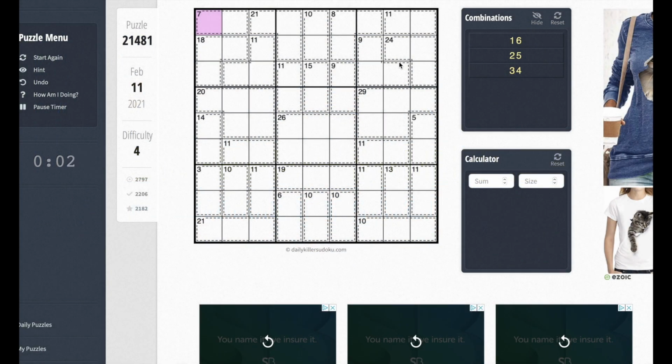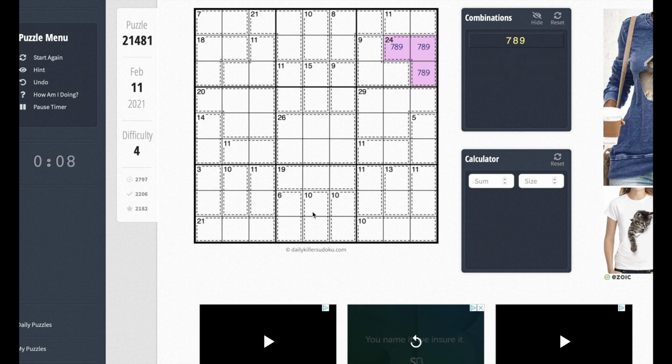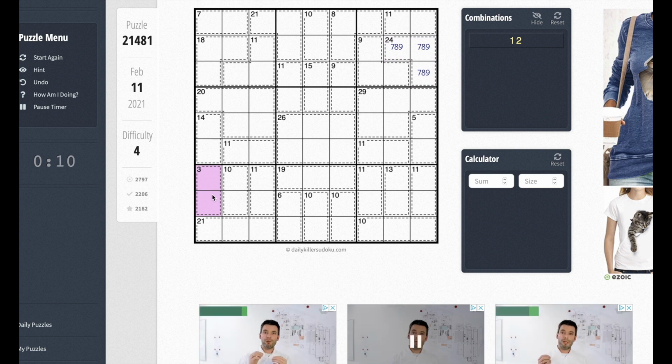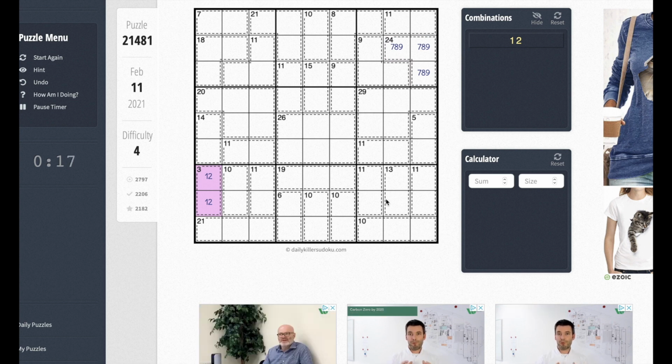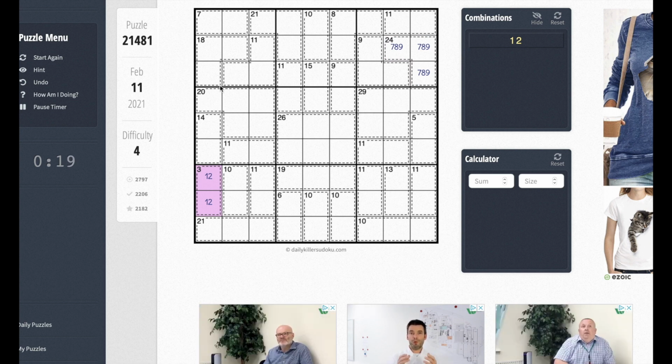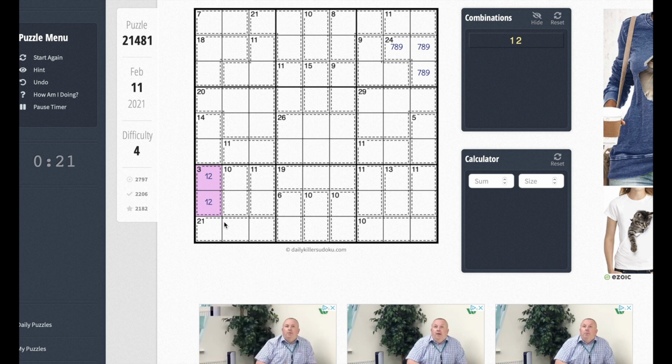Here it is. So as ever, let's just start going around and finding the obvious first clues we can work with. What else have we got? You know I always miss some, but we'll pick them up later. We can start doing a little bit of maths.